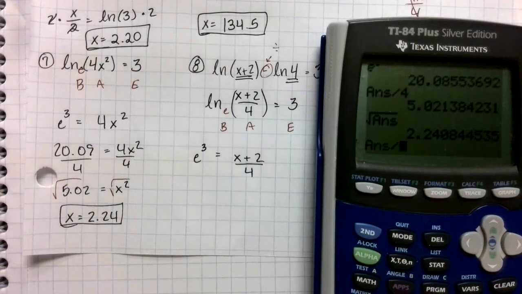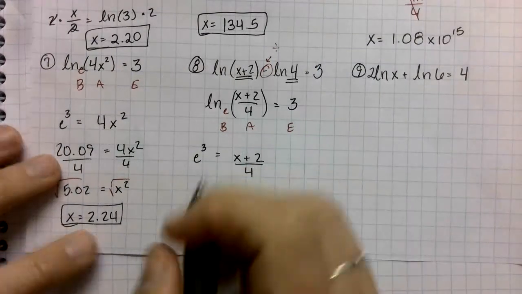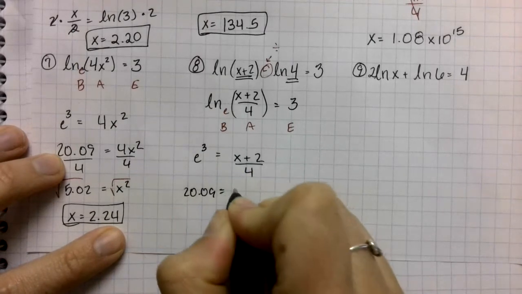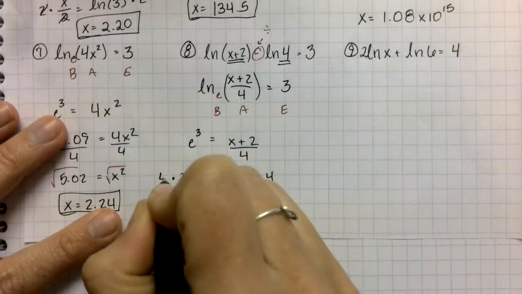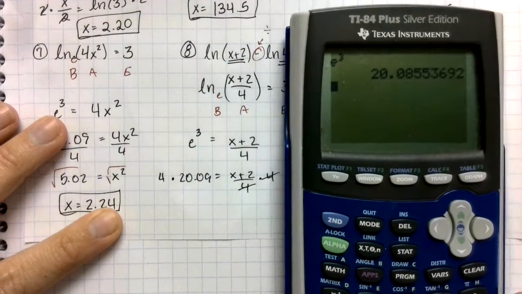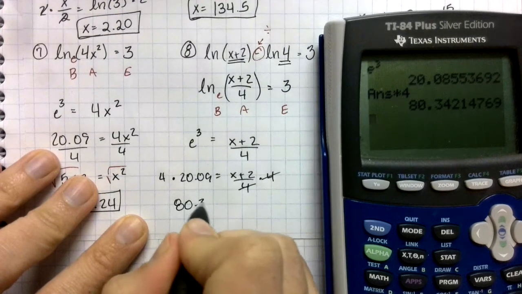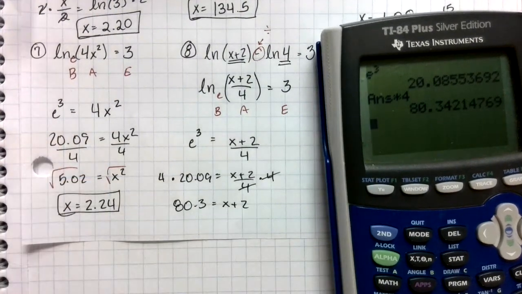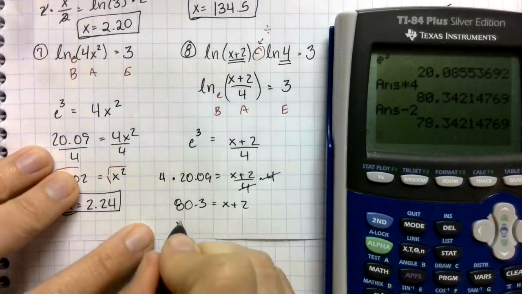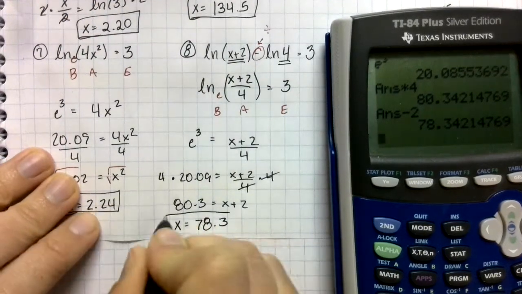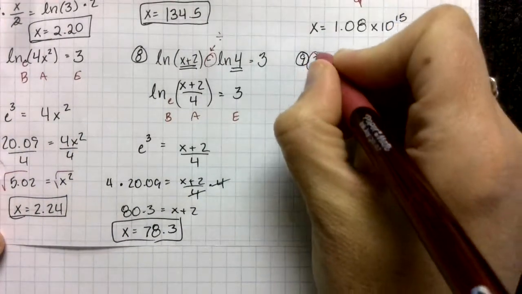And I'm going to start doing some work in my calculator now. So e to the third, I've got that 20.09 equals x plus 2 divided by 4. They're dividing by 4, so I'm going to multiply both sides by 4. So in my calculator, multiply that by 4. So I now have about 80.3 equals x plus 2. So my last step to get x by itself is to subtract 2. So I'm going to say x equals 78.3.